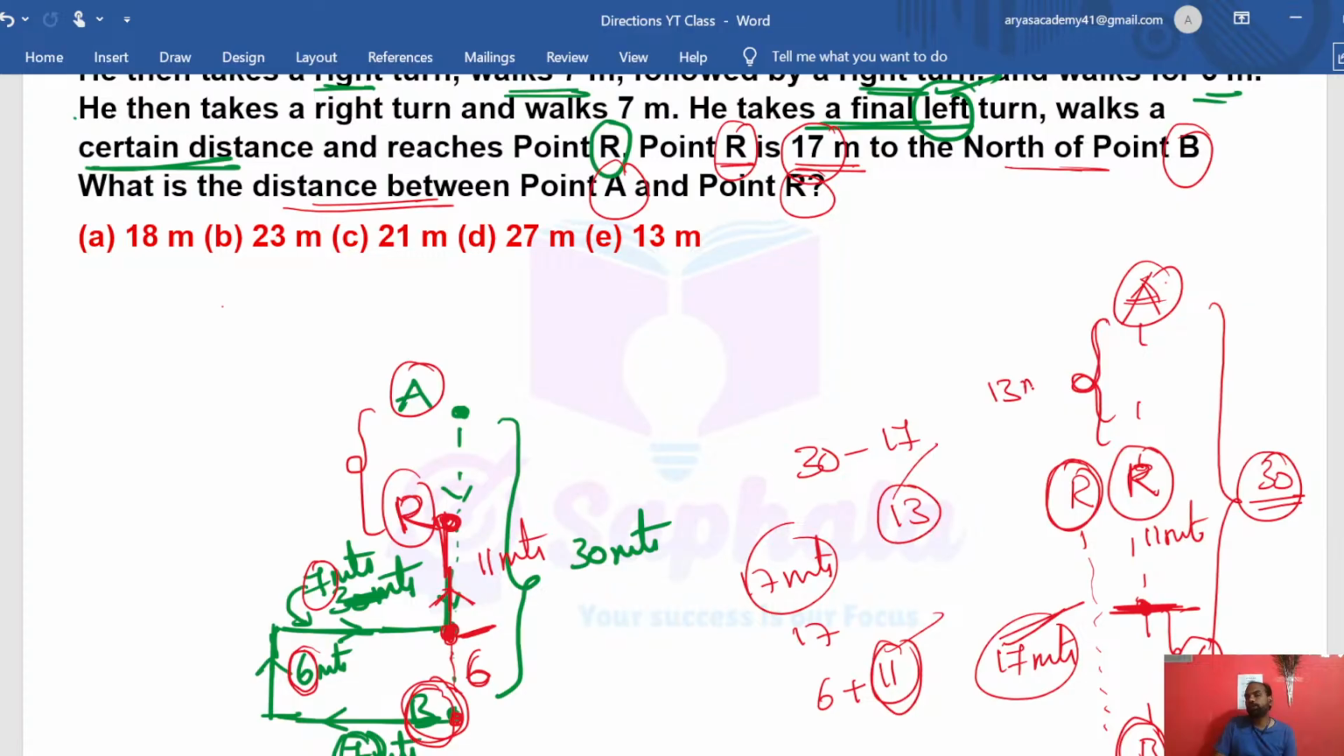It's a very simple question, but you just have to think it logically and draw the diagram correctly. If you draw the diagram's lengths wrongly, there is a chance you will get confused. Okay. So this is the final answer, that is 13 meters, the distance between A and R. So can you please confirm whether you understood the question? Have you understood it?